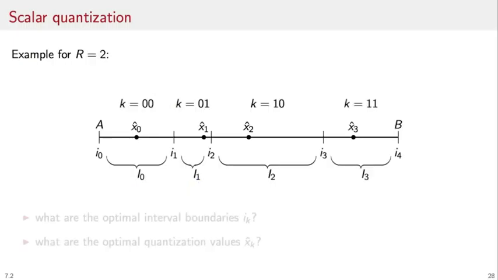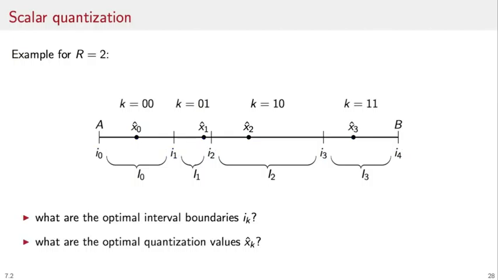So let's look at an example for R equal to 2. The range A to B would be divided into 4 intervals, and these are the boundaries of each interval. We would associate a representative point to each interval, and we would encode each interval using 2 bits, so the sequence 00 would be associated to the first interval, and so on and so forth. In other words, the quantized values would be one of these 4 possible values, and internally the quantizer would know how to associate this binary value to this real value.